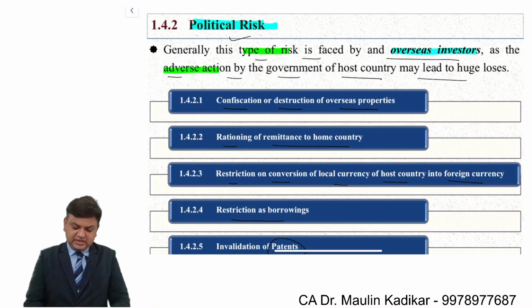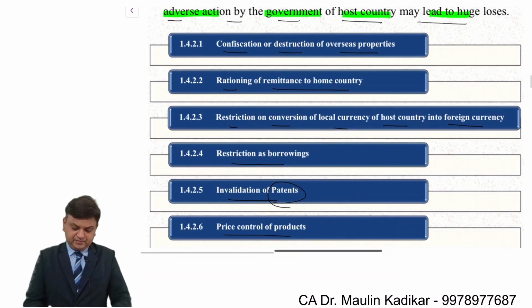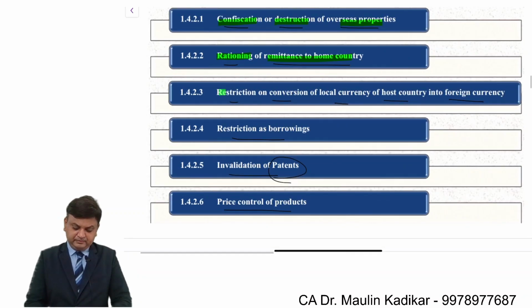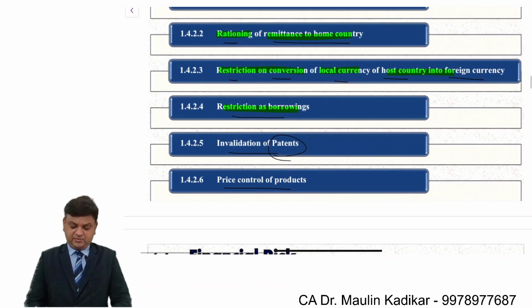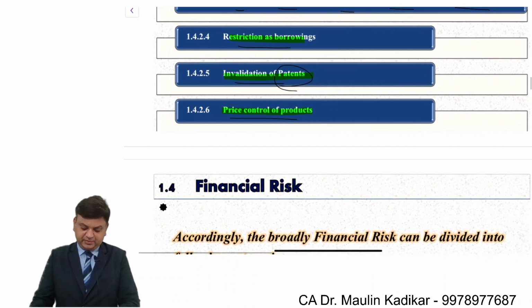As the adverse action taken by the government of the host country, suppose the Indian government is taking any action that is adverse for Amazon, it may lead to huge losses. Confiscation, destruction of the overseas property, rationing of the remittance to home country, that is, from India they cannot take money to the United States, restriction on the conversion of the local currency of the host country into foreign currency, restriction on borrowing, invalidation of the patents, and price control of the product.